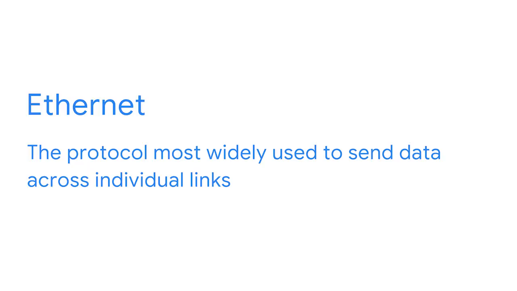Wireless and cellular internet access are quickly becoming some of the most common ways to connect computing devices to networks, and it's probably how you're connected right now. So you might be surprised to hear that traditional cable networks are still the most common option you find in the workplace and definitely in the data center. The protocol most widely used to send data across individual links is known as Ethernet.